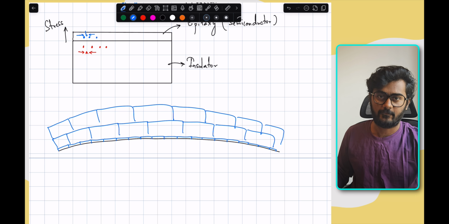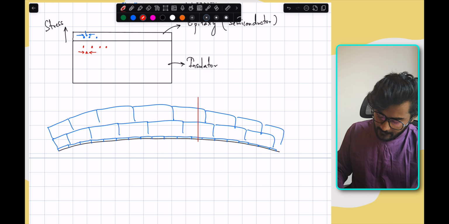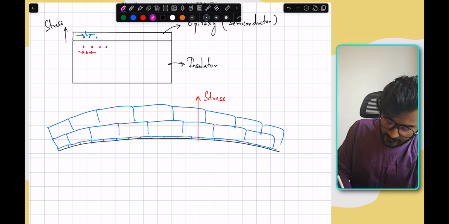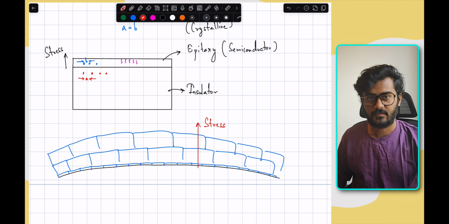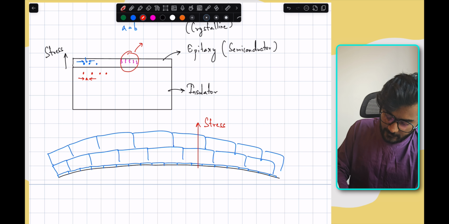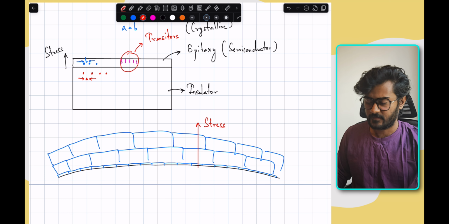So this is what happens when you try to grow the epitaxial layer on a substrate where the lattice is not matching. As you keep growing your epitaxial layer, the stress will keep building up. As the stress keeps building up, your epitaxial layer at the top will start having cracks. It is very important to note that the epitaxial layer should be of very high quality, because this is where you actually make your transistors. So any defect in your epitaxial layer will directly translate to degradation in the performance of your transistors.